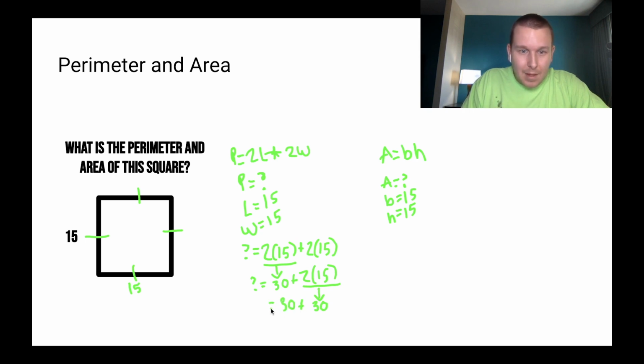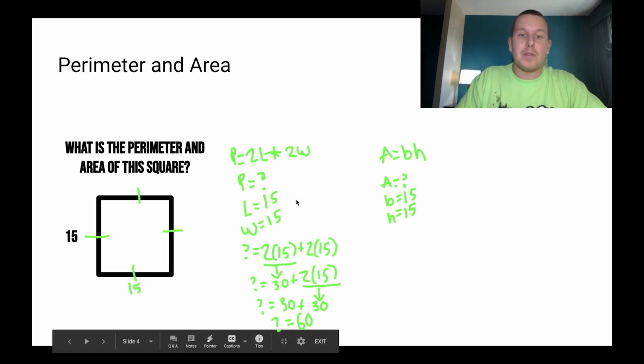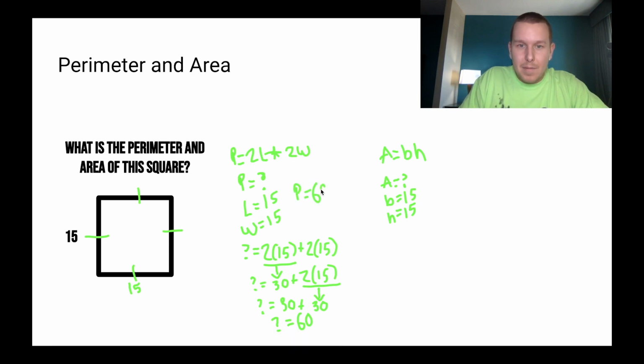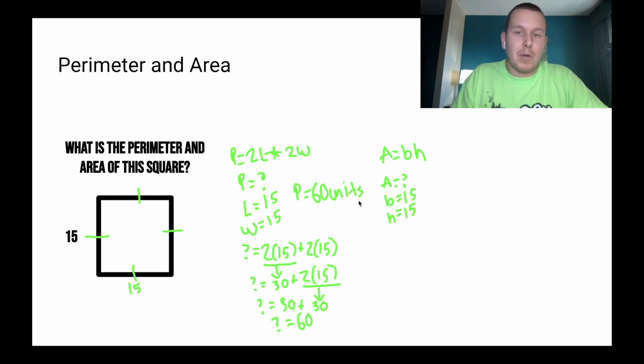Okay, and now we just have addition left. So 30 plus 30 is going to give us 60 equals question mark. So our perimeter is going to be 60, and we don't really have a unit, so I'm just going to say units. So anytime you don't have a unit, just write units. It's a good way to do it.